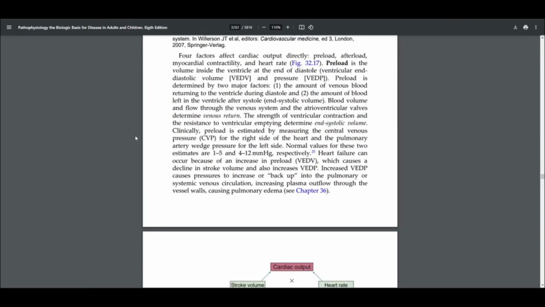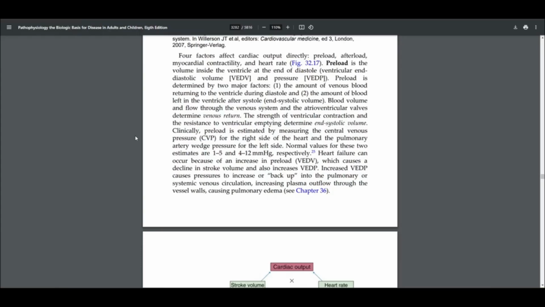Four factors affect cardiac output directly: your preload, your afterload, your myocardial contractility, and your heart rate. Your preload is the volume inside the ventricle at the end of diastole, the ventricular end diastolic volume and pressure. Your preload is determined by two factors: the amount of venous blood returning to the ventricle during diastole, and the amount of blood left in the ventricle after systole.